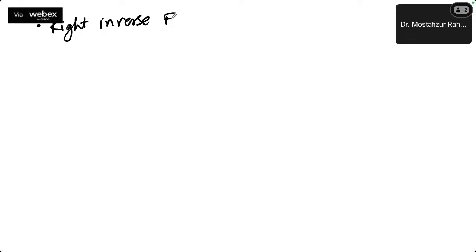Yeah, the right inverse formula. So now let's take a full row rank matrix.